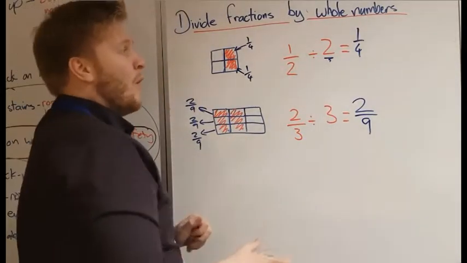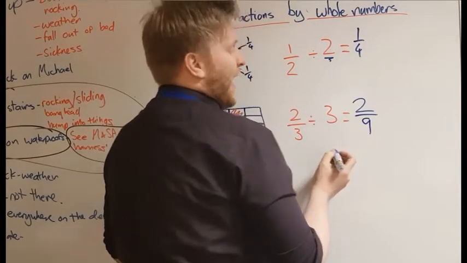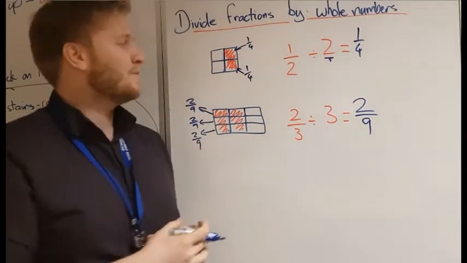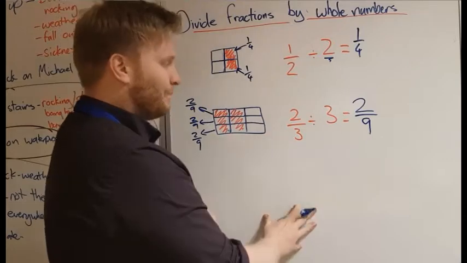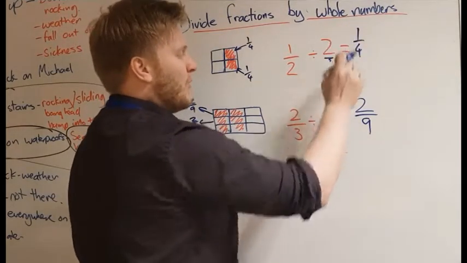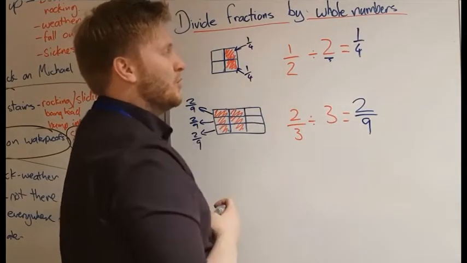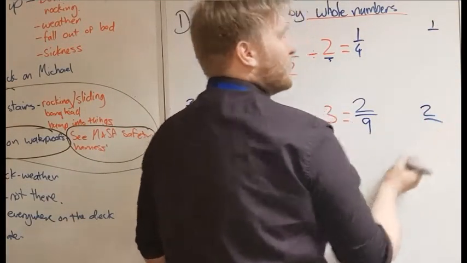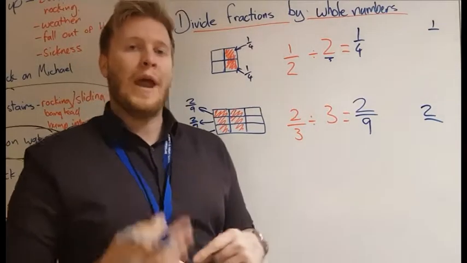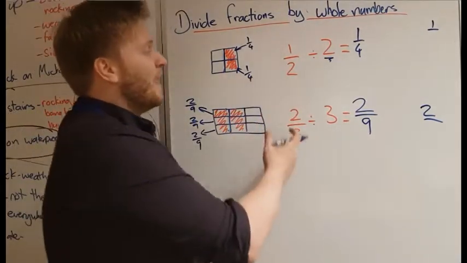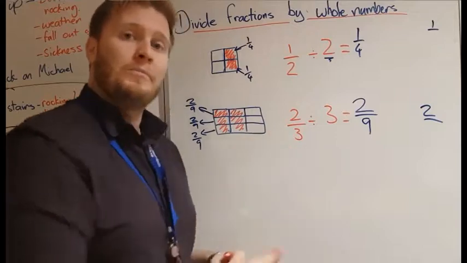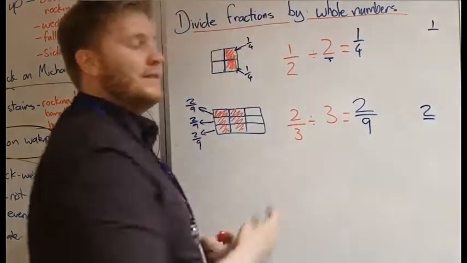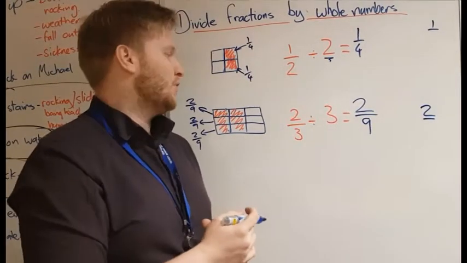Now we're going to have a look at these and see what rule we can come up with, so we don't have to draw a picture and maybe get ourselves mixed up. On the top, with our numerators, the number on the top of the fraction, we can see they stayed the same. So there is the first part of our rule. When we divide a fraction by a whole number, our numerator, no matter what, is going to stay the same. Brilliant, no work for us to do.